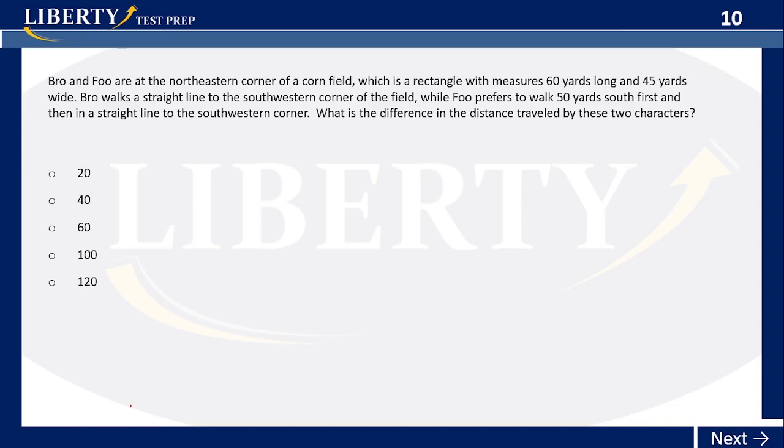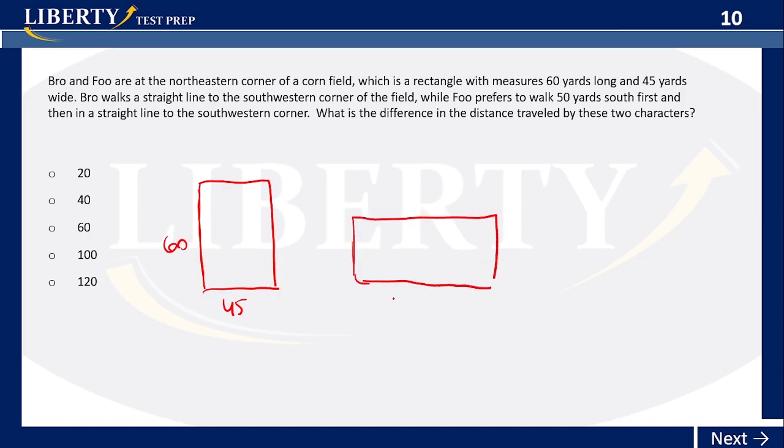All right, so they tell you Bro and Fool are at the northeastern corner of a cornfield, which is a rectangle with measures 60 and 45 yards wide. So let's see, there are two options. That rectangle goes something like this, so it's here 45 and here 60, or that rectangle goes something like this, and here we have 60 and here we have 45. Anyways, Bro and Fool, those two guys, are here in the northeastern corner.